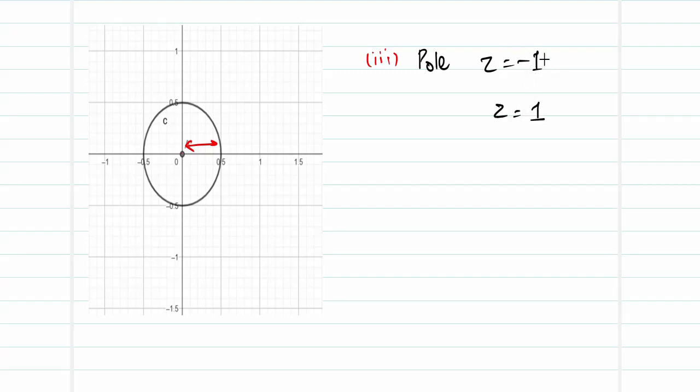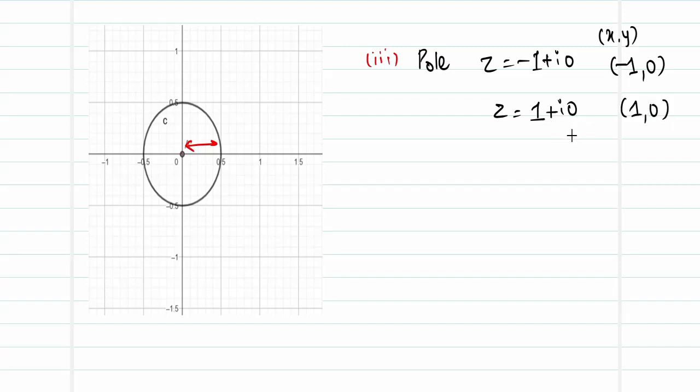Now this can be identified as the complex number -1 plus i times 0 with no imaginary part, and this can be identified as the number 1 plus i0. Hence the coordinate x, y makes it as -1, 0 for the pole z is equal to -1, and this makes it as 1, 0 for the pole z is equal to 1.